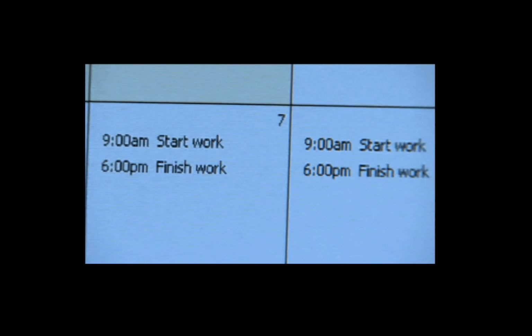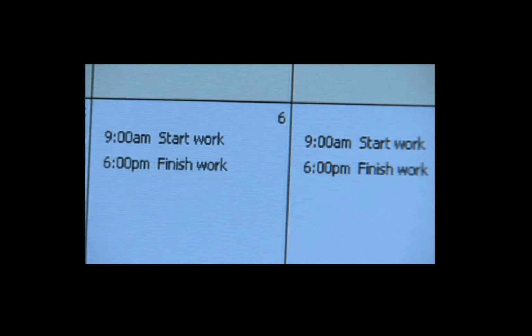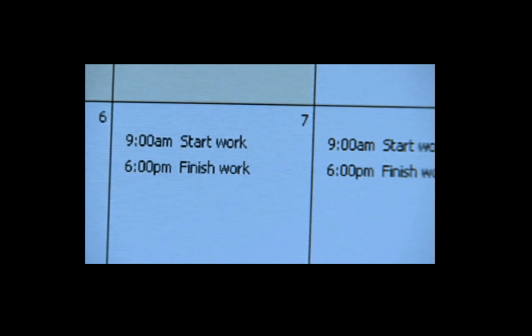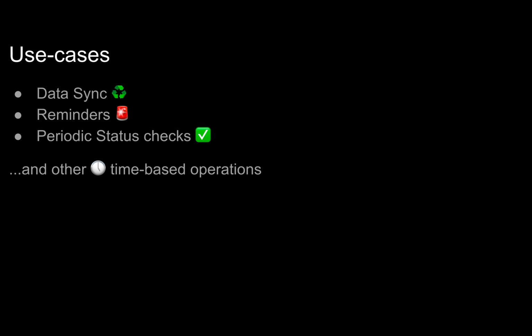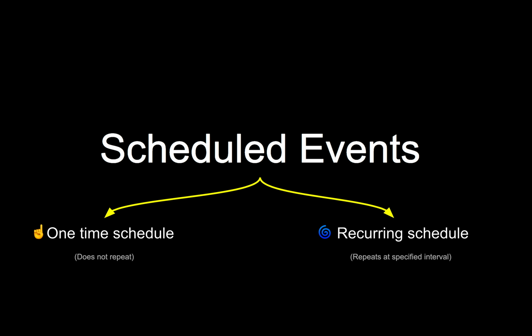The Freshworks developer platform takes care of that for the app and also reduces the burden for the human, aka the developer. Scheduling can be extremely useful to tackle use cases like data sync, reminders, and other several time bound operations. On a high level, using the scheduled event feature, you can create two types of schedules: one time and recurring schedule.